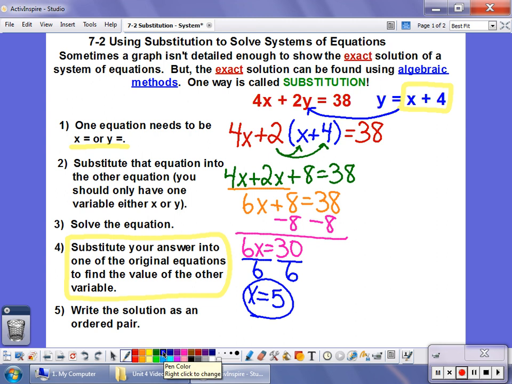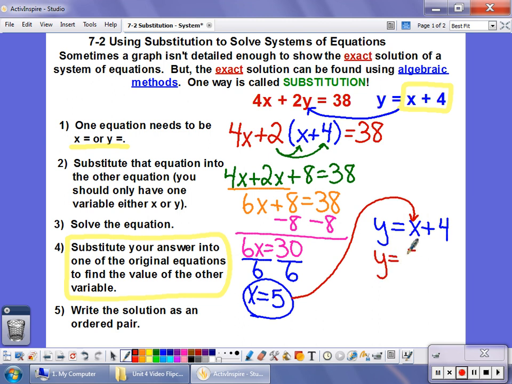I'm going to start off with this equation, y equals x plus 4, because that seems like an easier equation to work with. So I'm going to take my value that I know for x and substitute it. So instead of y equals x plus 4, I know that x is 5, so I have y equals 5 plus 4, which tells me that my value for y is 9, which means the solution to this ordered pair has an x value of 5 and a y value of 9. So one solution at (5, 9).